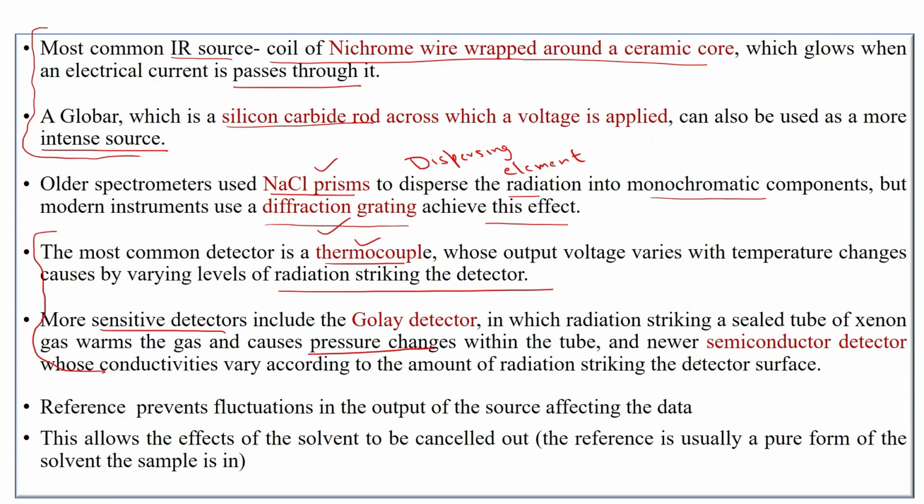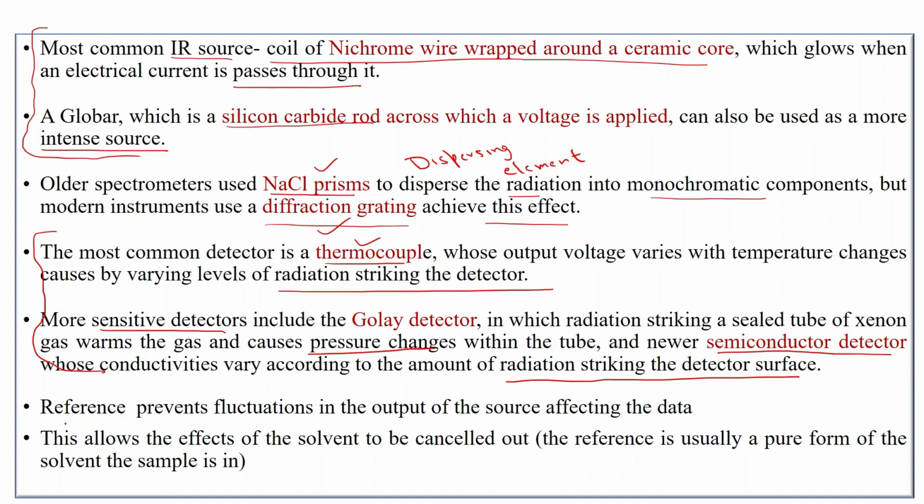Another form of detector is the semiconductor detector, in which the conductivity varies according to the amount of radiation striking the detector surface. We know that the conductivity will vary. There is a valence band and a conduction band in semiconductor detectors. So the conductivity changes, which is monitored by the varying intensity of the radiation striking the detector surface.